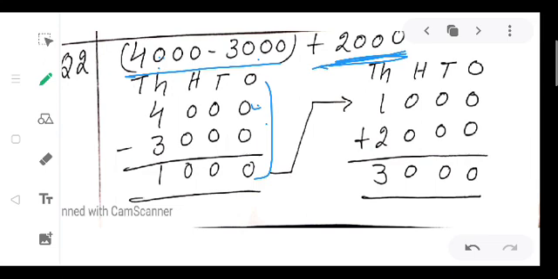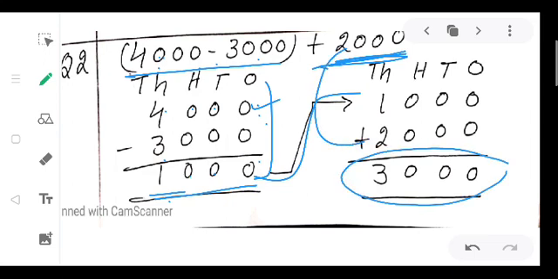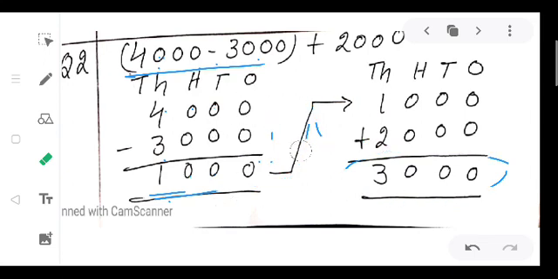Subtract these two by writing from the right side: 0 minus 0, 0, 4 minus 3, 1000. So when we subtracted 3000 from 4000, we got the difference 1000. We write this at the top and add 2000 to this. So we got the answer 3000. So when we added 2000 to the difference of 4000 and 3000, we got the answer 3000. Clear?